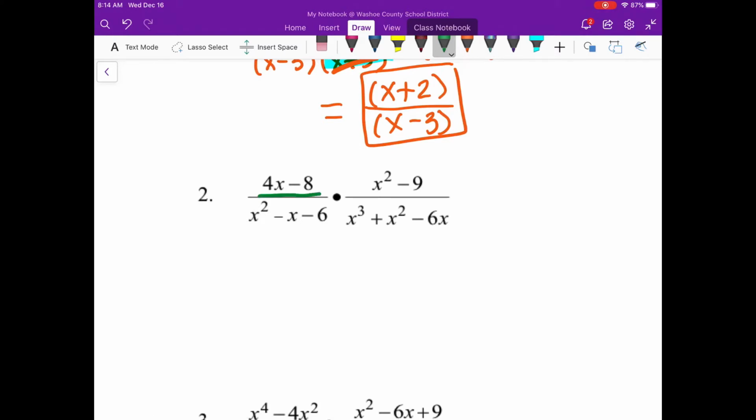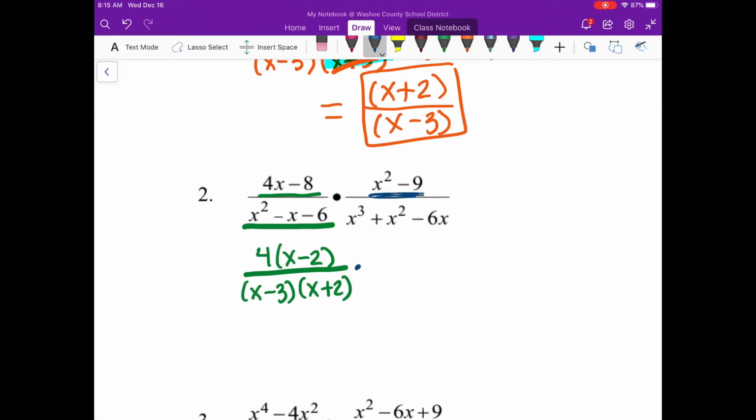Going on to number 2, again, just take it one at a time. Not all of them are going to be trinomials. So like in this case, the only way I can factor out 4x minus 8 would be to take out a 4, and then I have x minus 2 in the numerator. Then in the denominator for this one, again, numbers that multiply to negative 6 but add up to a negative 1, that would be x minus 3, x plus 2.